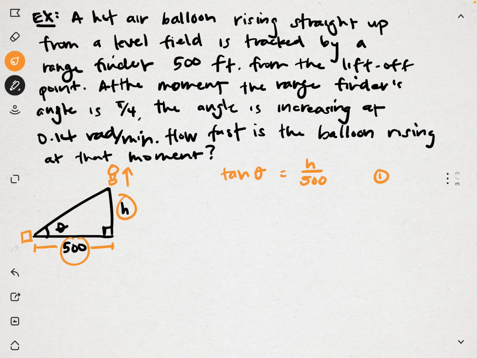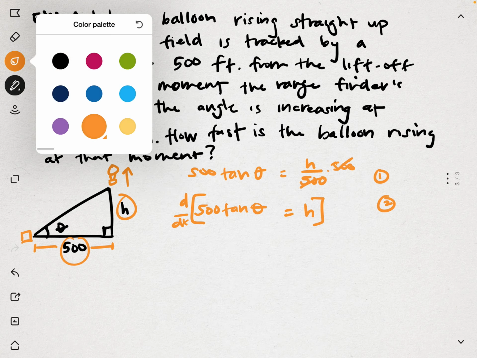We set up our equation just like we did earlier. Step 2 is we're going to derive it, but before we derive it, let's make this a little bit neater. Let's multiply by 500 on both sides because we're looking for h, right? So we'll just leave h here. Okay, and then we'll do the derivative of both sides with respect to t. So what's happening in this situation as time is passing, right? The angle is increasing because the balloon is going up, and also the balloon's height is increasing.